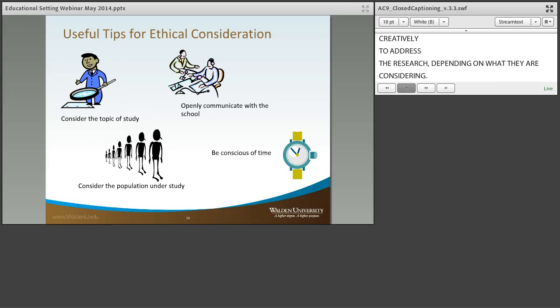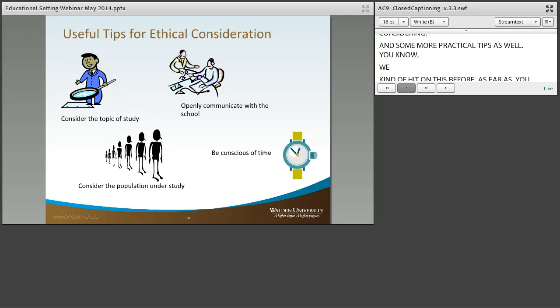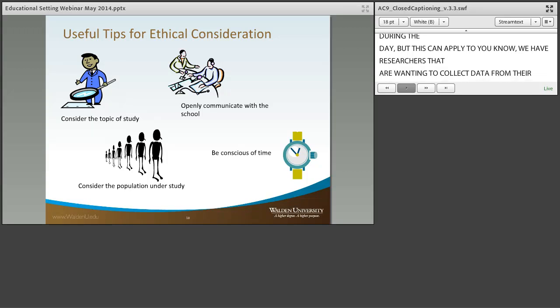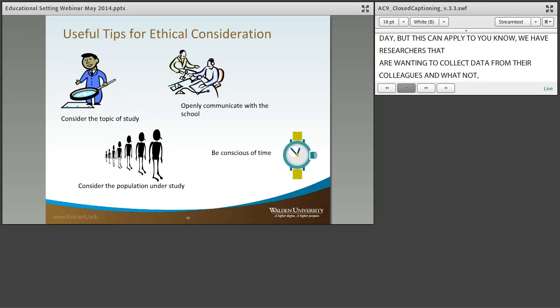And some more practical tips as well. We kind of hit on this before, as far as making sure that the timing of the data collection, especially if it involves students, really minimizes any disruption during the day. But this can apply to researchers that are wanting to collect data from their colleagues, minimizing the disruption to their day as well, being respectful that they may be interrupting what could be a work environment.